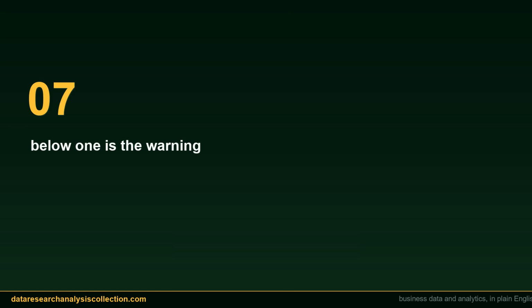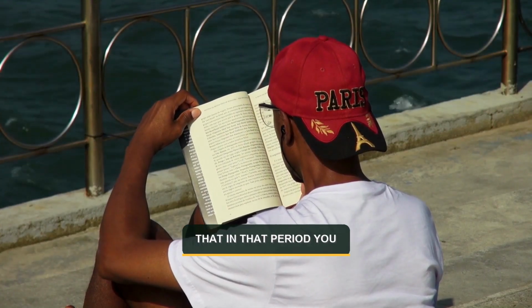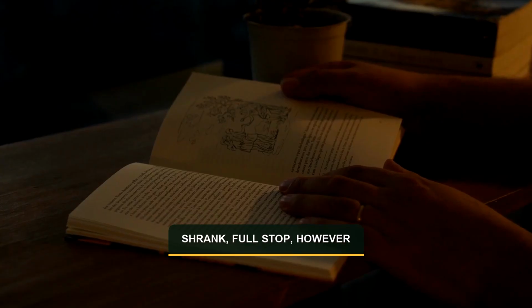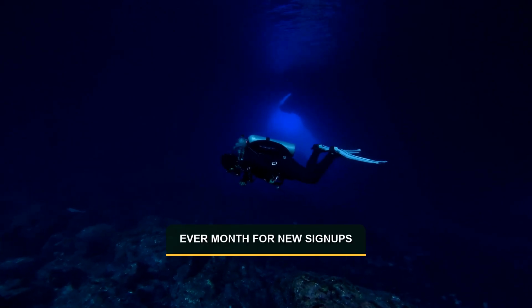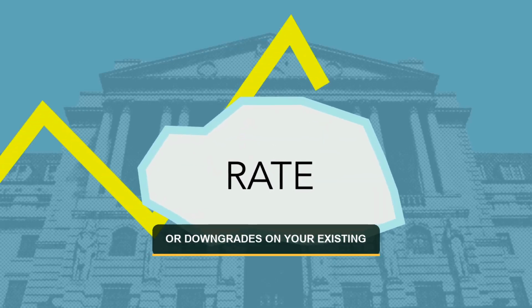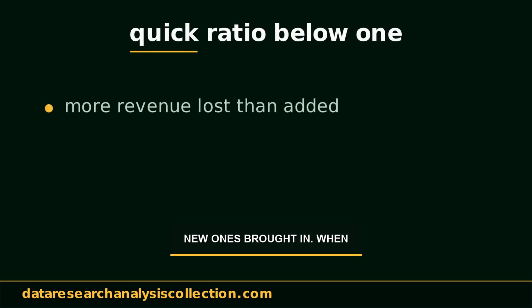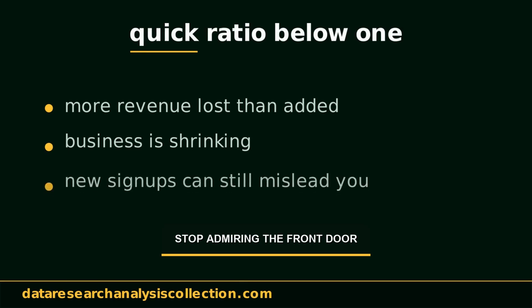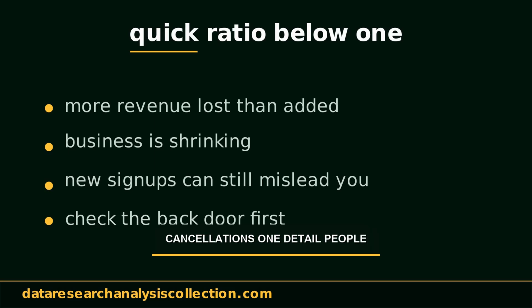Below 1 is the warning. The reading you never want to ignore is a quick ratio under 1. It means that in that period you lost more recurring revenue than you added, so the business shrank, full stop, however many new customers you celebrated. You can have your best ever month for new signups and still land below 1, because a wave of cancellations or downgrades on your existing customers swamped everything the new ones brought in. When the ratio slips under 1, that is the signal to stop admiring the front door and go look hard at the back.